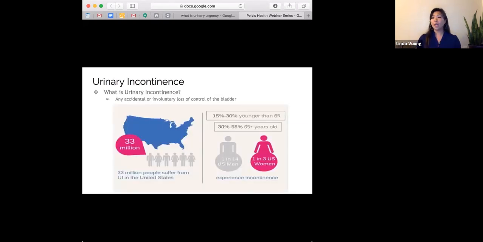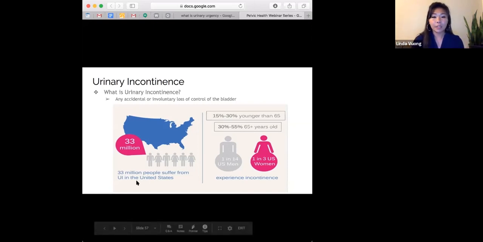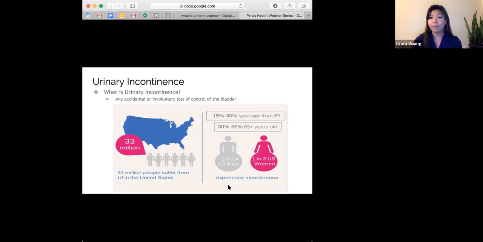So urinary incontinence, what is it? I looked this up with the Mayo Clinic. It's any accidental or involuntary loss of control of the bladder. And when I say loss of control, I don't mean completely. I tell my patients any little drop that you did not want to leave the body, we're deeming it under that umbrella. This little map down here shows 33 million people suffer from urinary incontinence in the United States. It's not just women, it's higher in women, but men also experience it. 1 in 14 men, 1 in 3 women. So how many people?